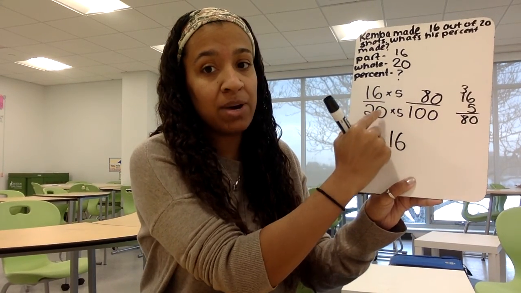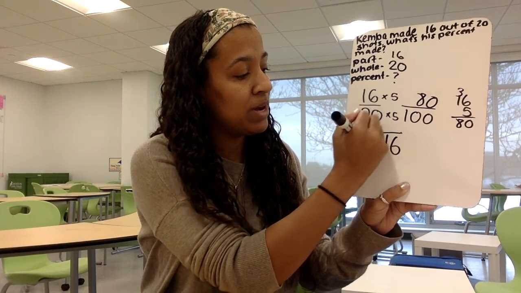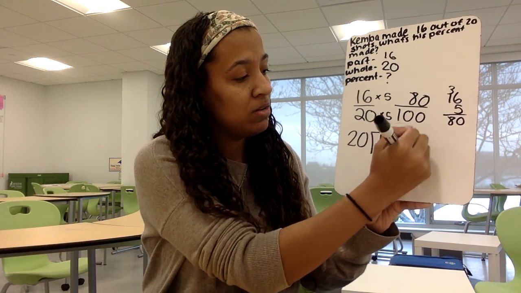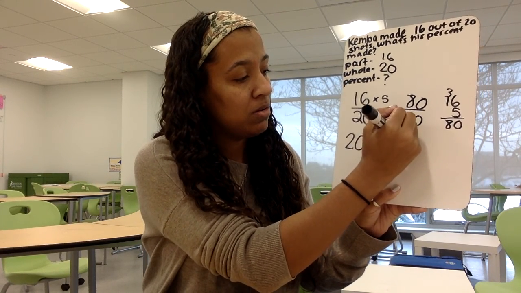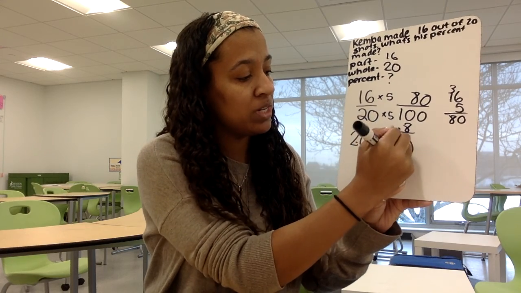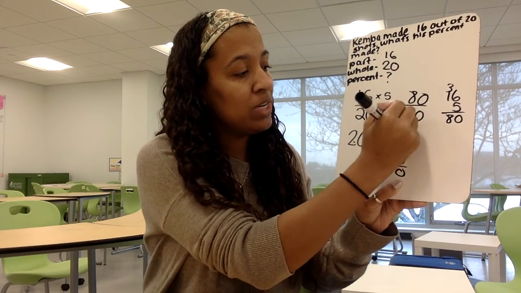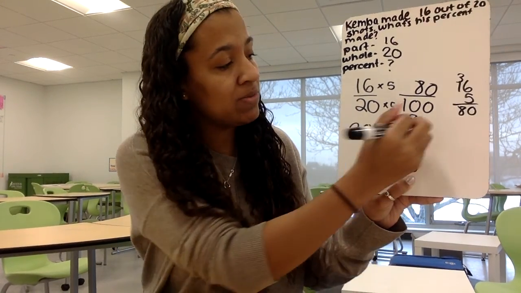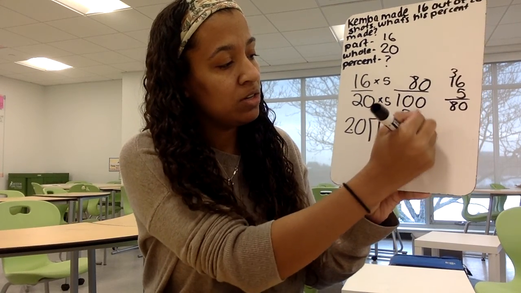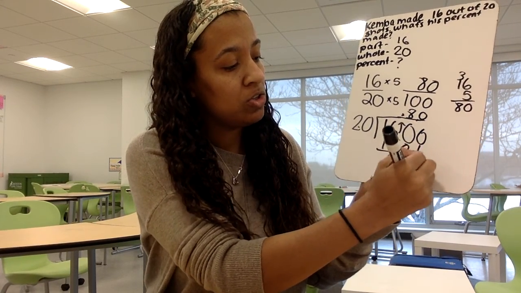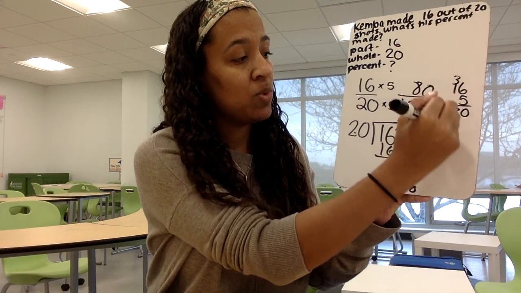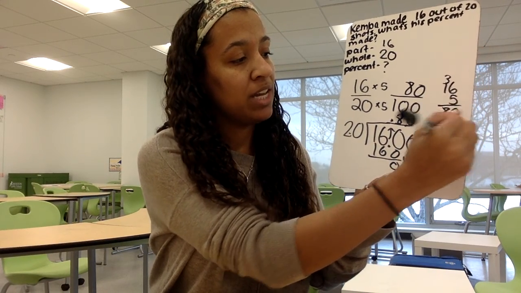16 divided by 20. We know 8 times 20 is 160. We need 2 decimal place values to convert to a percent. Either way, 80 hundredths, 80%.